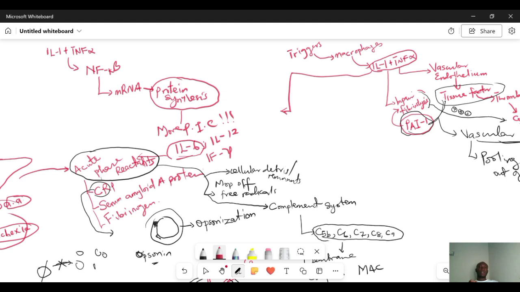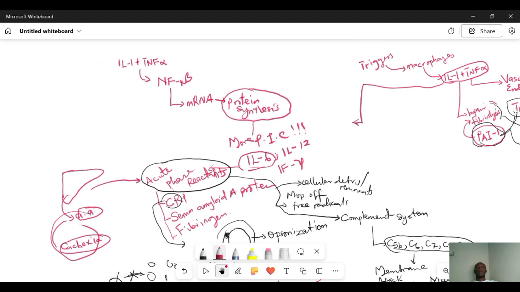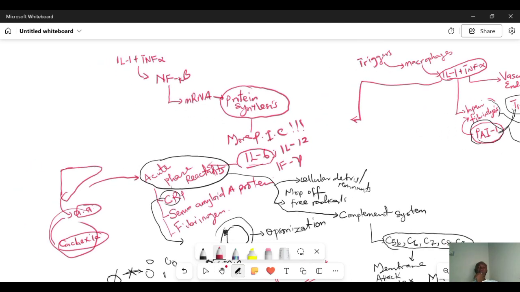Now, other functions of interleukin 1 and tumor necrosis factor noted is that they dissociate nuclear factor kappa B from its inhibitor, and this goes on to initiate the synthesis of messenger RNA that carries the genetic code for protein synthesis. Now, proteins of interest in this instance are more pro-inflammatory cytokines like interleukin 6, interleukin 12, and interferon gamma.